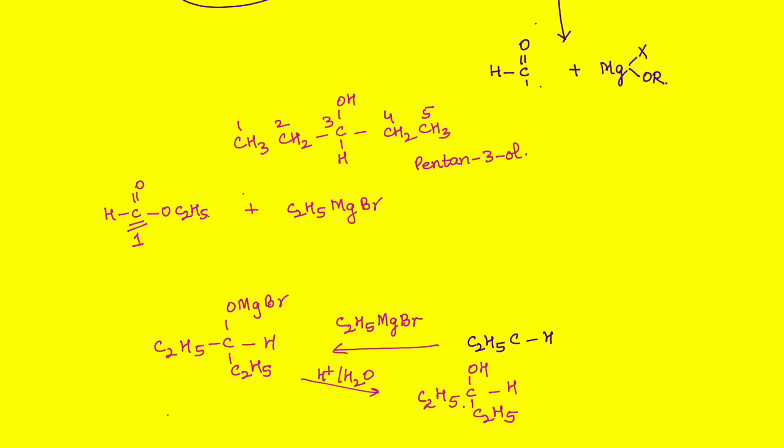And also the alkyl group is coming from the Grignard's reagent, C2H5MgBr. So whether this was C2H5, CH3, C3H7 does not make a difference. What we are getting over here is the alkyl group is coming from the Grignard's reagent. Interesting, correct?